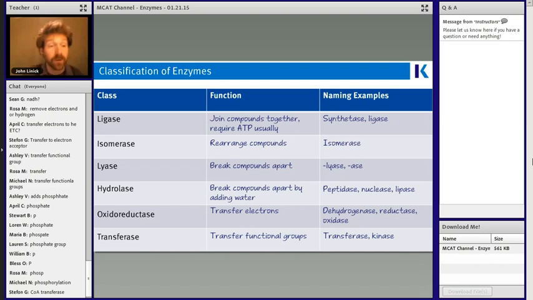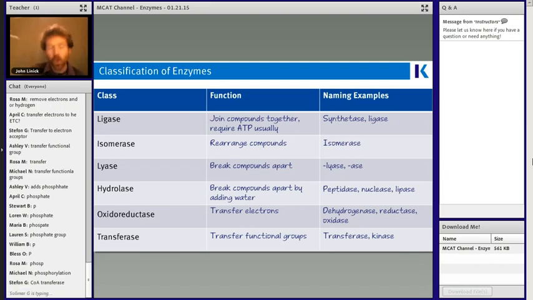Totally true, Stefan. Great point. Of course, moving your CoA groups, making acetyl-CoA, or other CoAs as well. There's a bunch of them. All right. There we go.